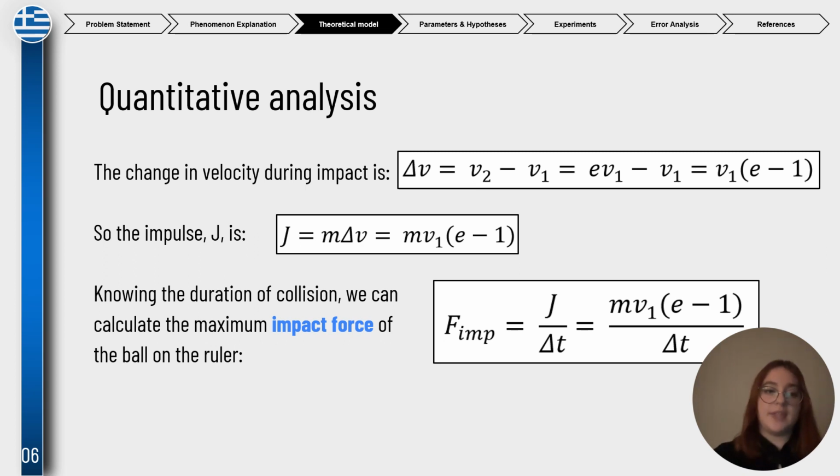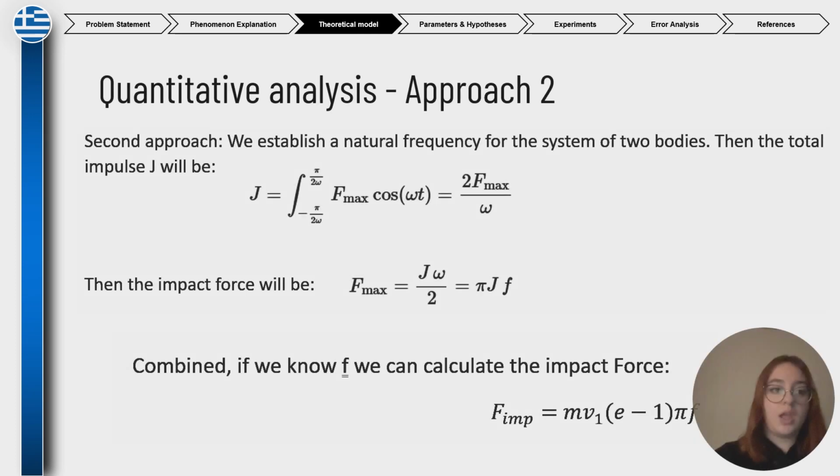About the quantitative analysis, the change in velocity during impact is given by this model. We also know the impulse J, so knowing the duration of the collision, we can calculate the maximum impact force of the ball on the ruler, which is given by this formula. About our second approach, we establish a natural frequency for the system of two bodies, and then the total impulse J will be given by this formula. The impact force will be proportional to J and the frequency, so combined, if we know the frequency, we can calculate the impact force, which is given by this formula.